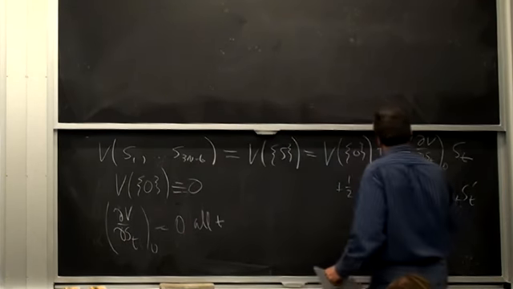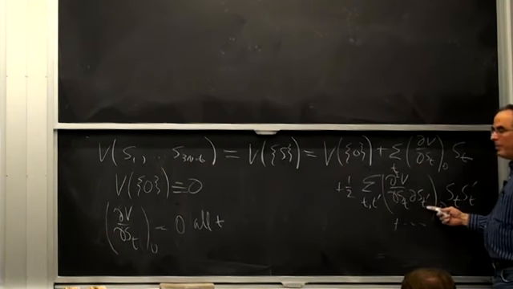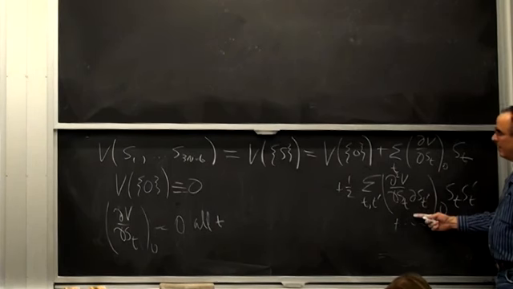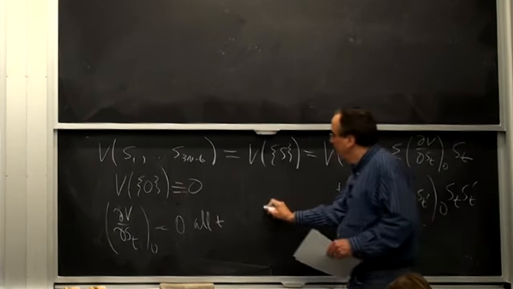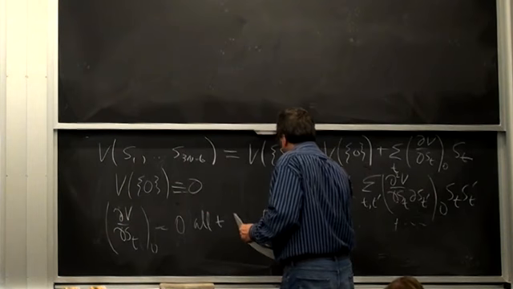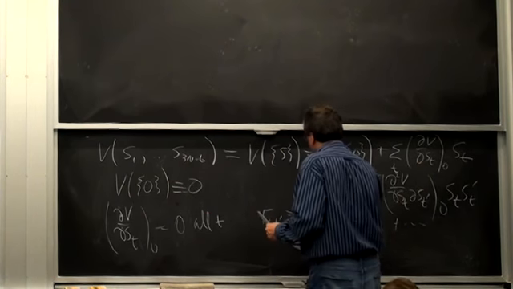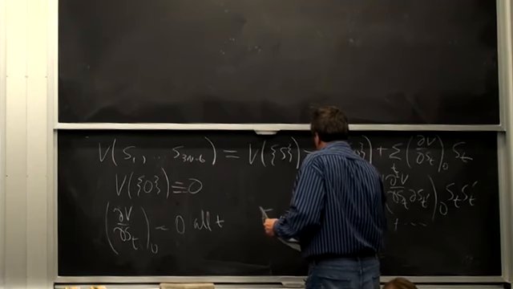So these second derivatives become the force constants. So f t t prime is going to be the second derivative of the potential with respect to st.